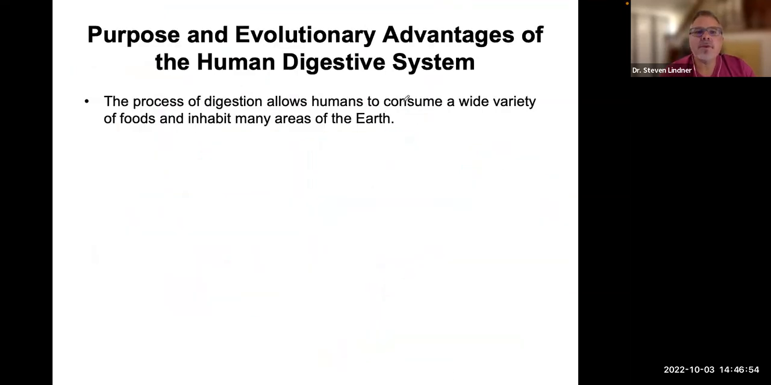Okay, so the purpose and evolutionary advantages of the human digestive system. If you think about it, we can practically travel all around the globe, to different parts of this world, and consume foods from all over. The process of digestion allows humans to consume a wide variety of foods and inhabit many areas of the earth. We can adapt to just about any type of food.